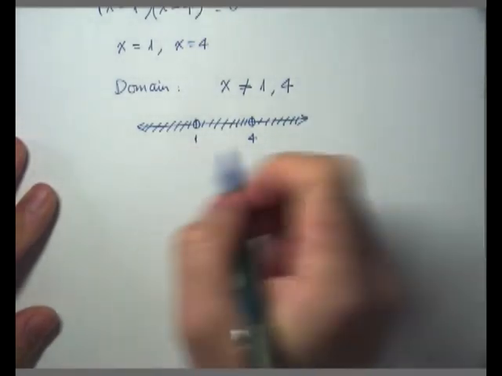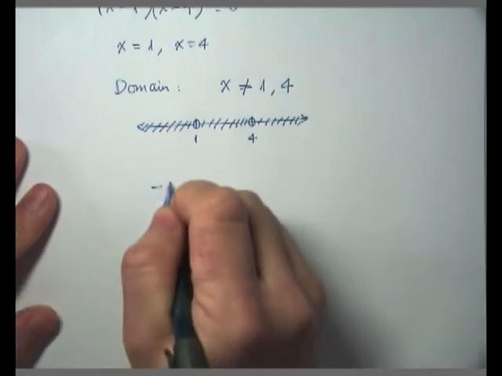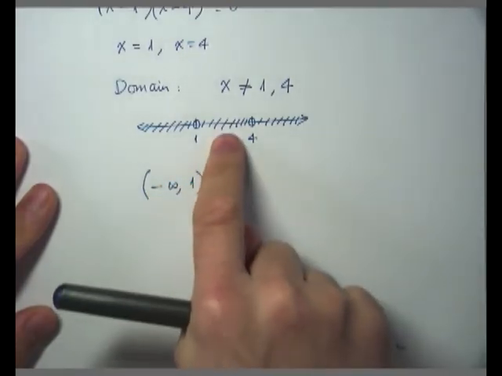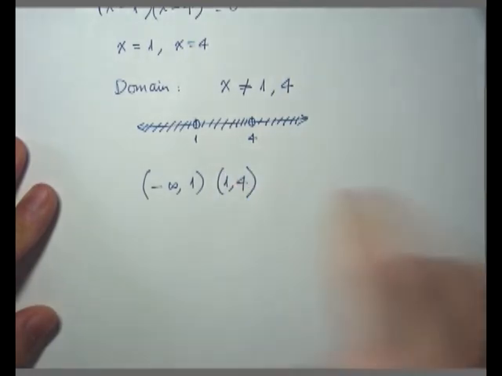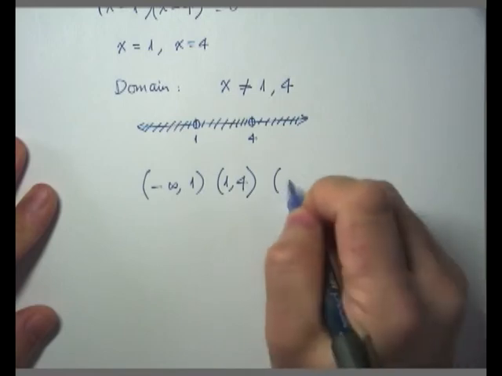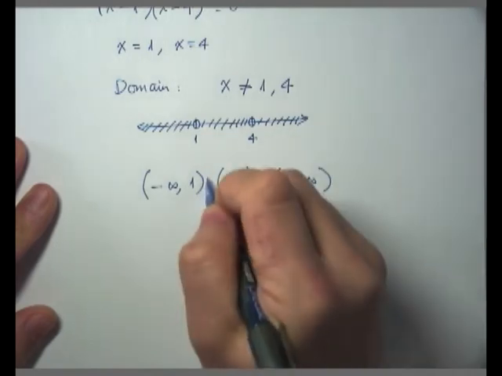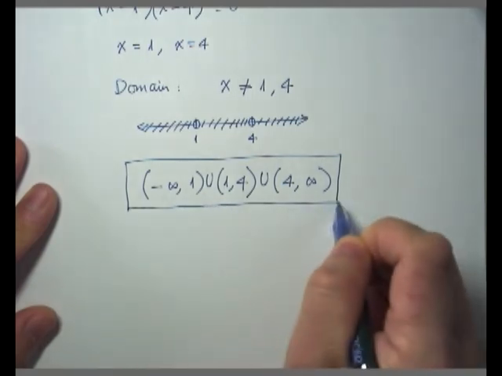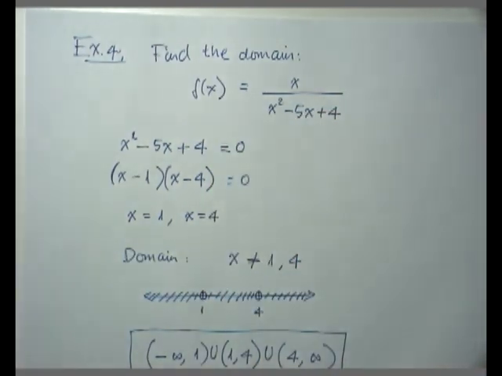Now the graph makes it clear for you to write your domain in interval notation. The first shading indicates an interval from minus infinity to 1 in parentheses. The next shading is the interval between 1 and 4 in parentheses. The last shading is the interval between 4 and positive infinity. Now I have three little intervals, and I join them by the union sign. That is the answer to our domain problem. This is the domain for the function f of x equals x over the quantity x squared minus 5x plus 4, written as an interval.